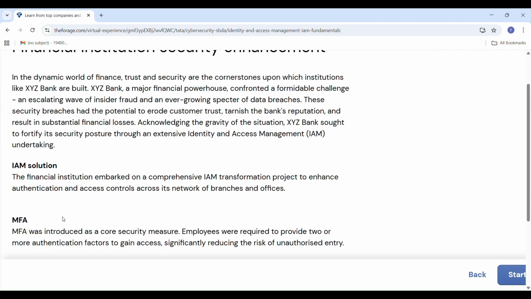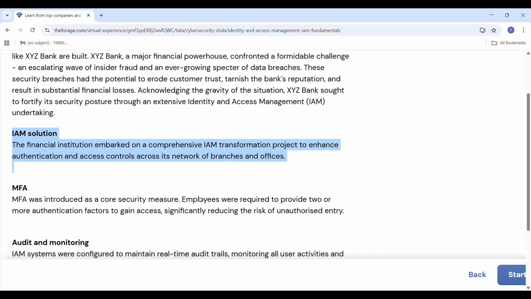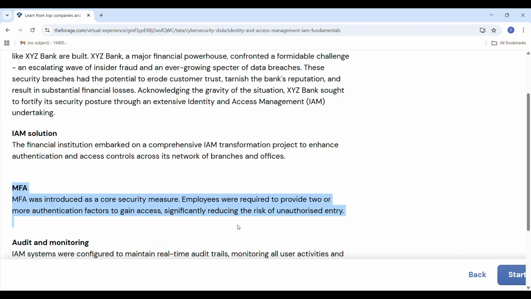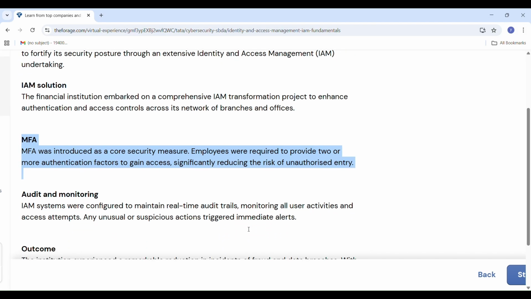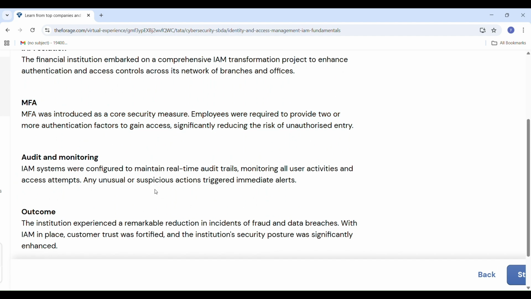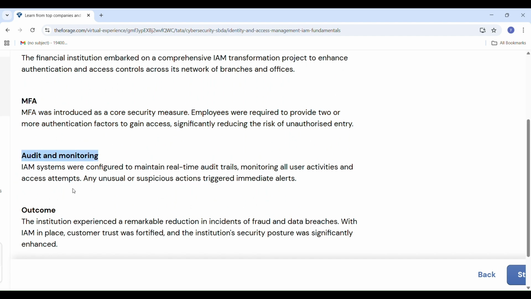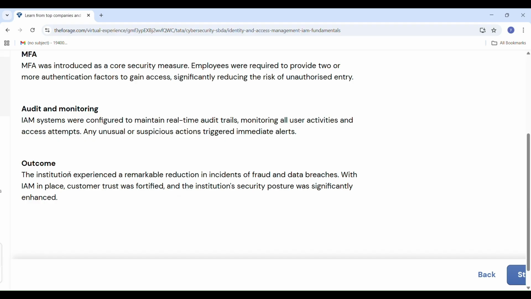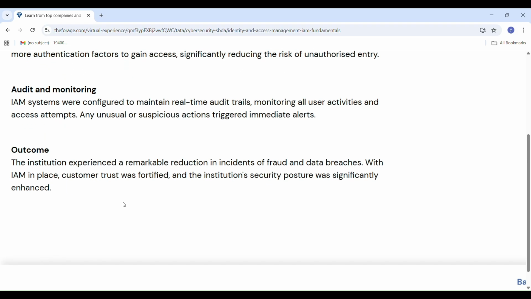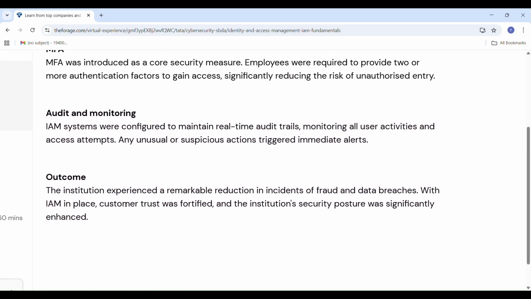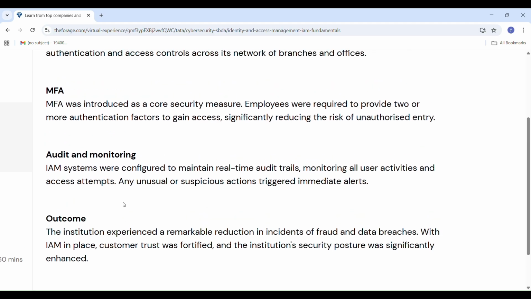First, they introduced MFA. This means employees had to use two or more verification methods before getting access. This made unauthorized entry much harder. Next, they added audit and monitoring. The IAM system tracked all user activities in real time. If anything strange or suspicious happened, the system sent instant alerts. After IAM was implemented, fraud cases and data breaches reduced a lot. Customer trust increased and the bank's overall security became much stronger. This case shows how IAM can protect financial institutions from major security risks.